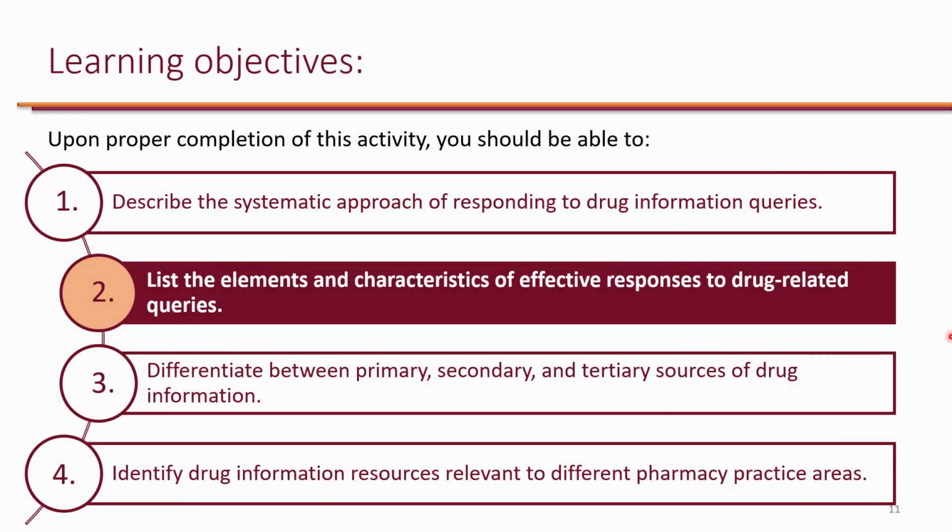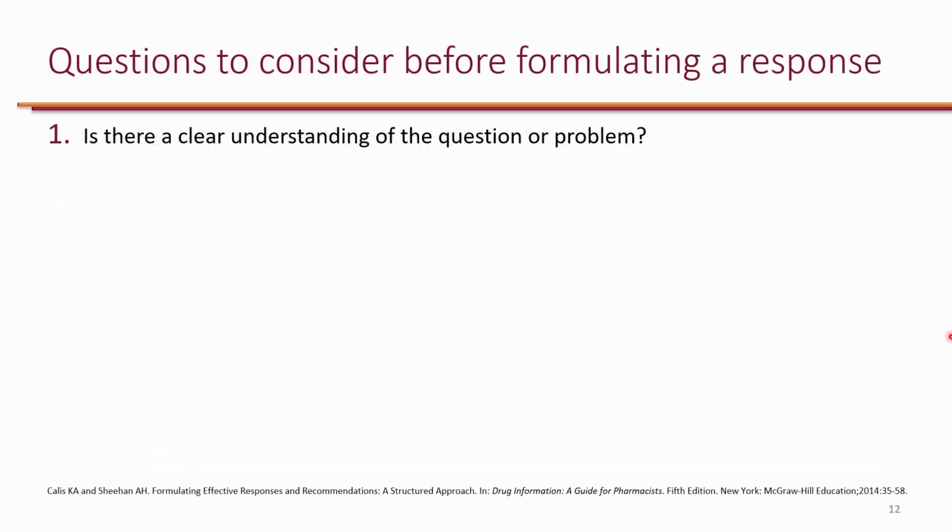We looked at the systematic approach of responding to drug information queries. Now, the next learning objective is to list the elements and characteristics of effective responses to drug-related queries. You should consider 10 questions before formulating a response. And that's because although the type of requester, query, and setting can vary, the process of formulating responses remains constant.